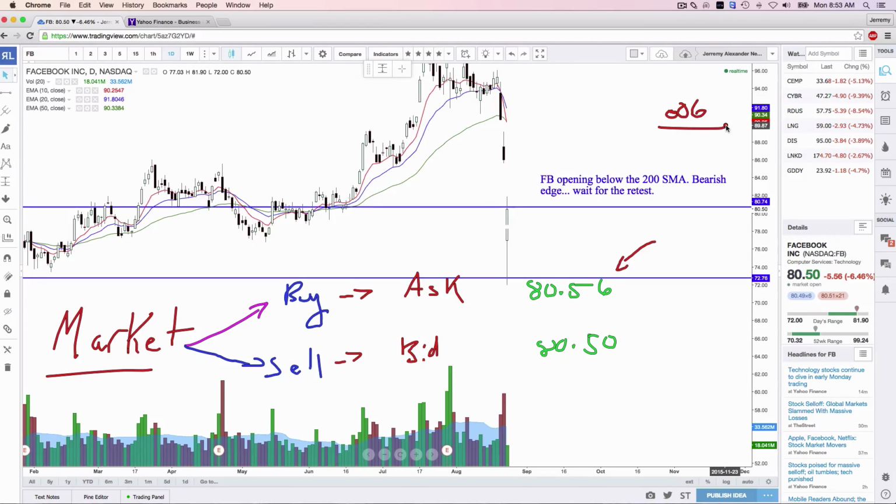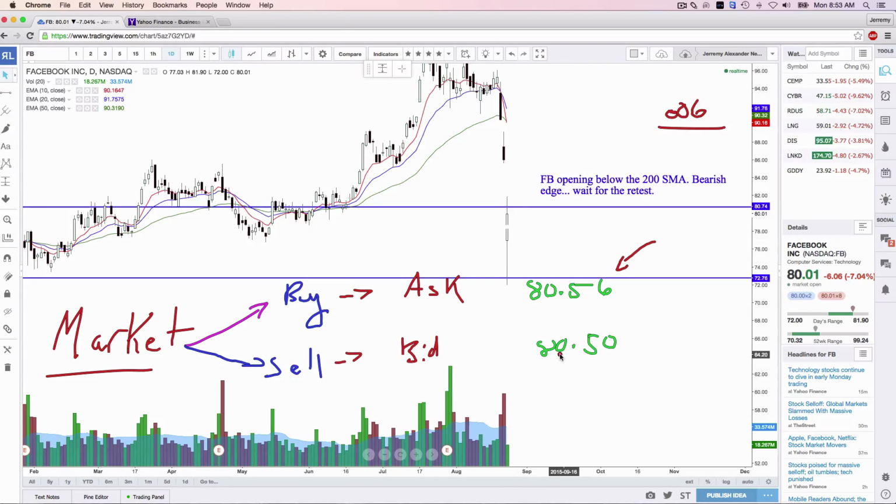So that's important to know, because if you're day trading or even swing trading, it's beneficial to know the bid and the ask, because obviously you want to buy as low as possible. Same thing with the sell. So if you're going bullish on the stock, you buy at the ask at $80.56. If you're going bearish, you sell at the bid at $80.50.